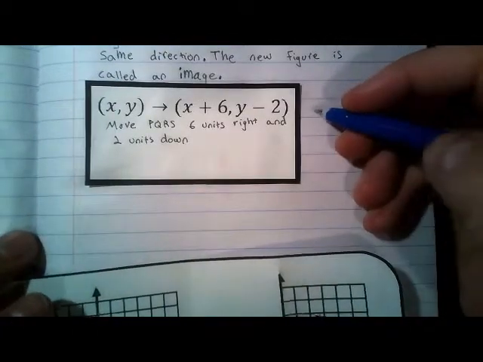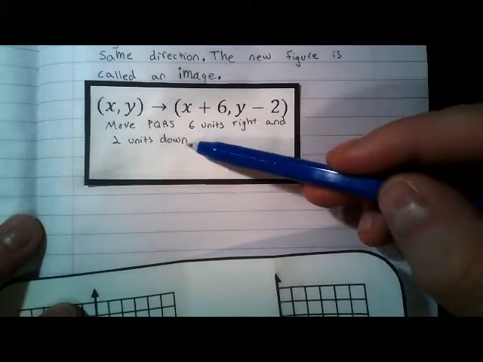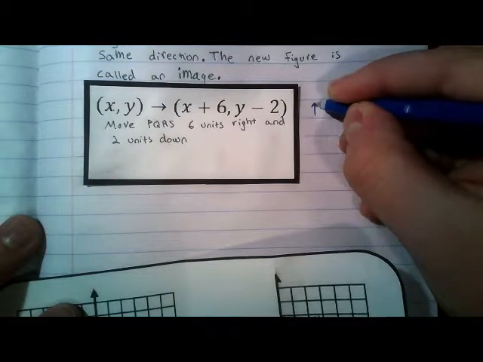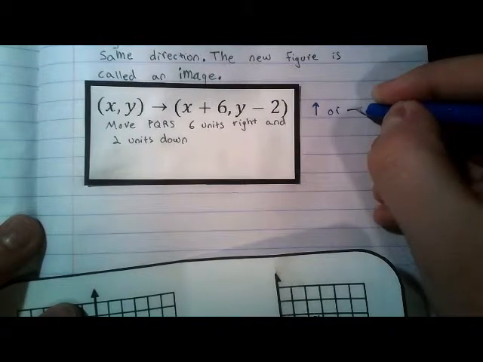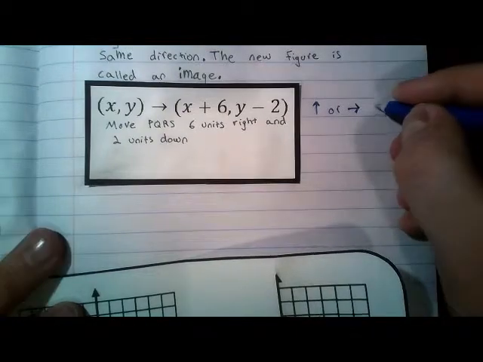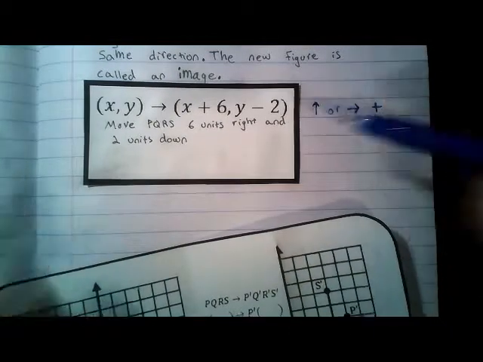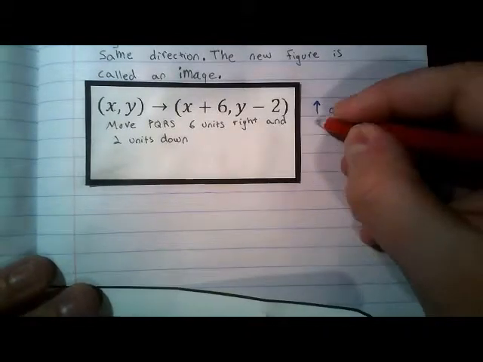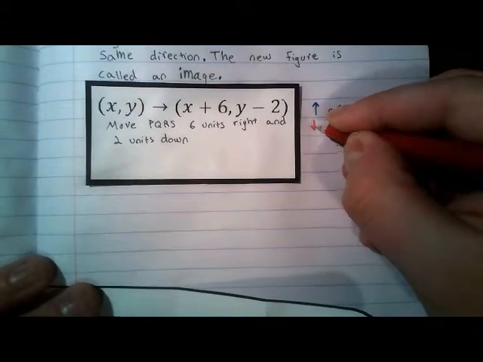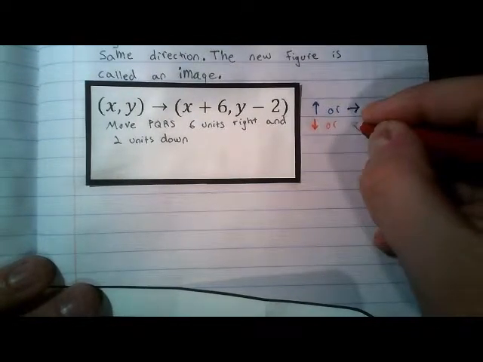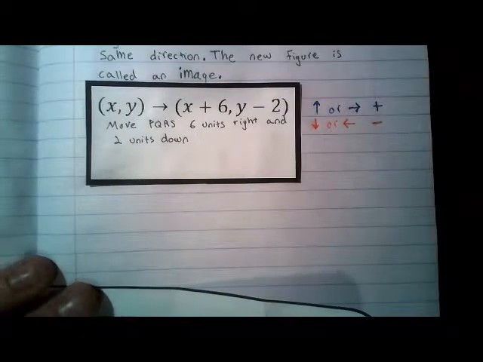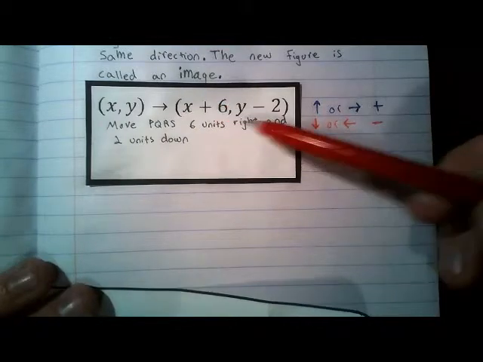So, whenever you're trying to figure out which way to go or how to go from this form to this form, if you're asked to go up or to the right, it's always going to be plus, like x plus 6 or y plus 2. If you're asked to go down or to the left, that's going to be negative. So x minus 6 or y minus 2.